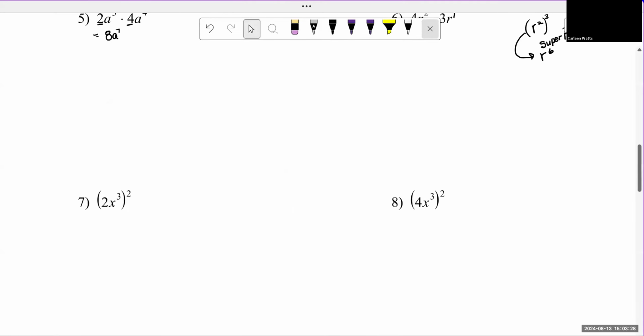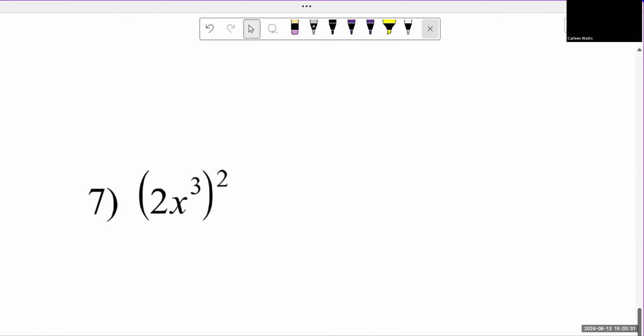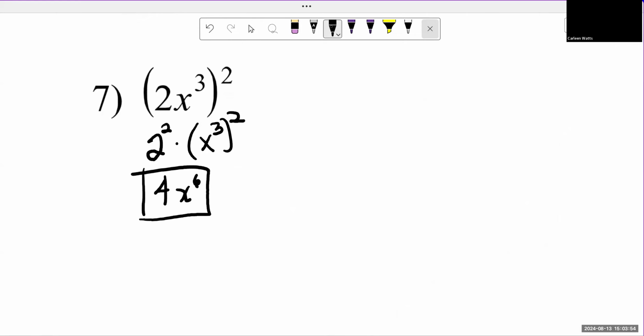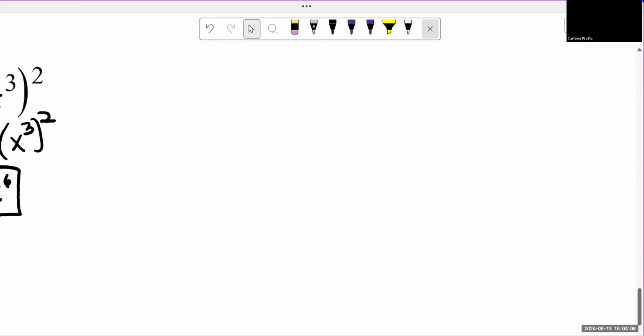Okay, number 7. So we have 2 to the power of 2 and x cubed to the power of 2. 2 squared is 4. That x has superpowers. So we get x to the 6th. I could show you how by expanding. Tell me that you need to meet me in office hours, either in person or in Zoom, and we can talk about it more.